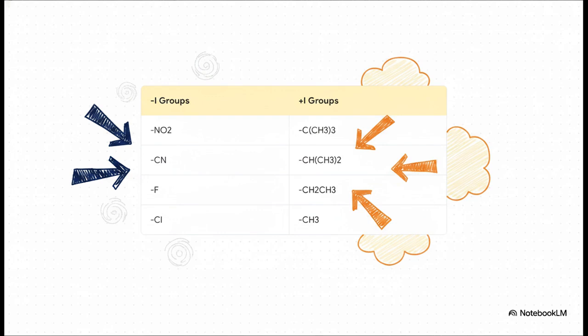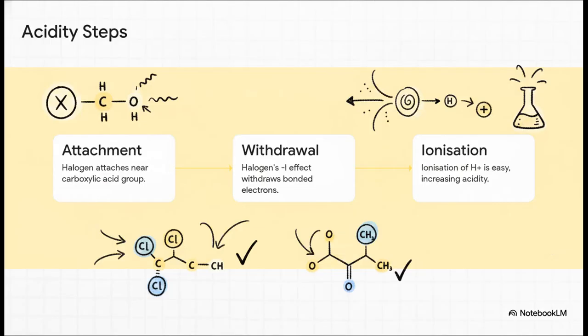And this perfectly illustrates the hierarchy of power in this subatomic game. You've got your negative I groups. These are the electron withdrawing heavyweights, highly electronegative groups like NO2, cyanide, and halogens that aggressively pull electrons away. Conversely, you have the positive I groups. These are your electron donors, like bulky alkyl groups or alkali metals, which actually push their electron density inward toward the carbon chain.